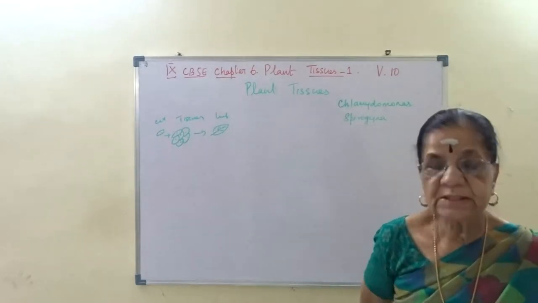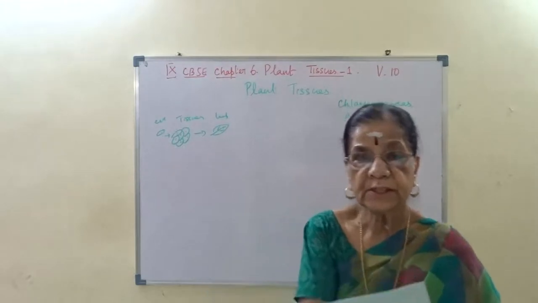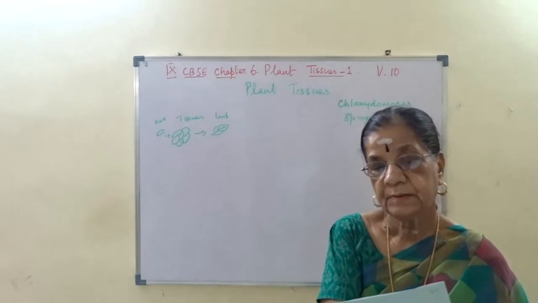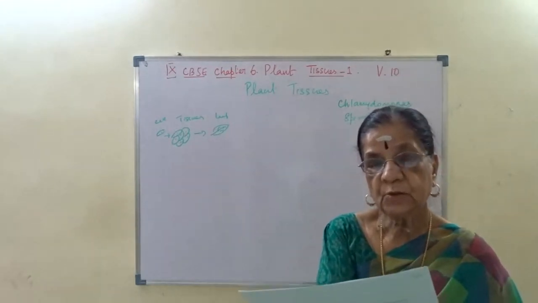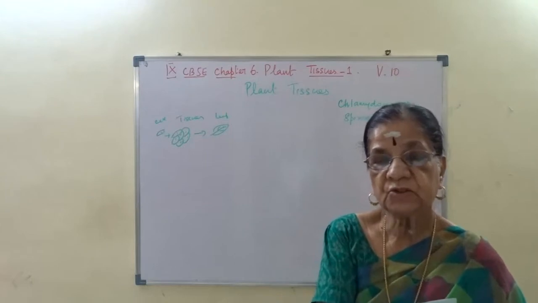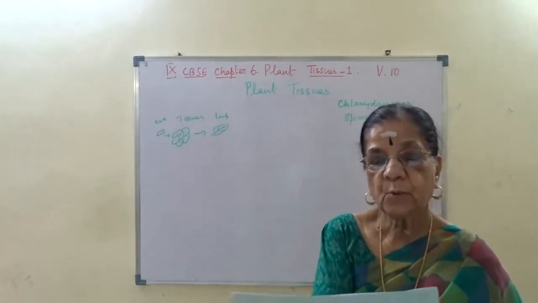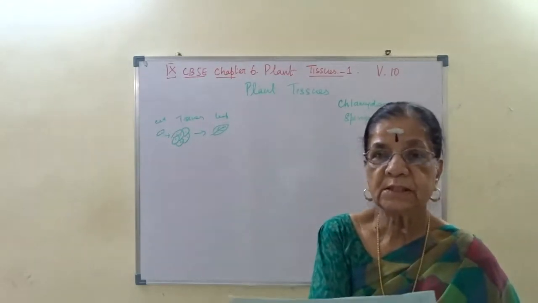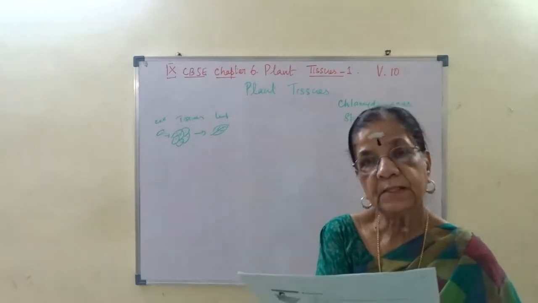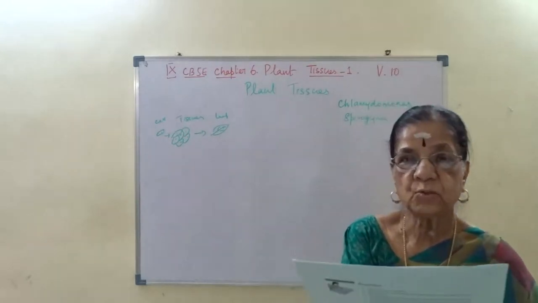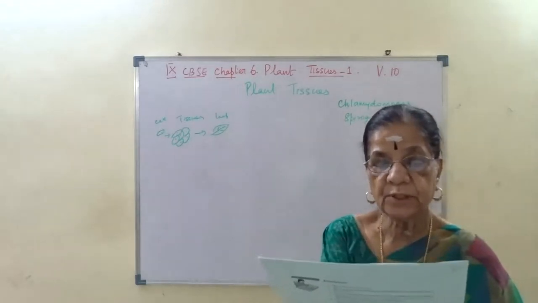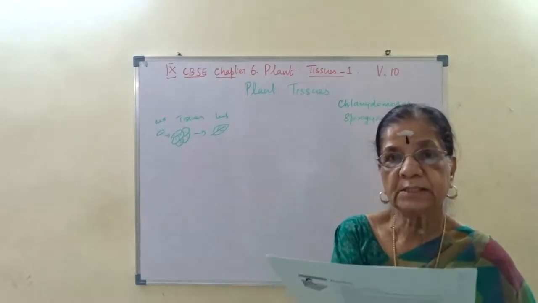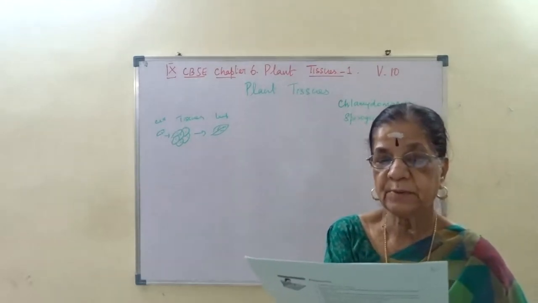Now we are talking about multicellular organisms and division of labor. I hope you remember. In plants, vascular tissues conduct food and water from one part of the plant to other parts. Vascular tissues are xylem and phloem. Xylem conducts water and mineral salts, and phloem conducts food material. So multicellular organisms show division of labor.